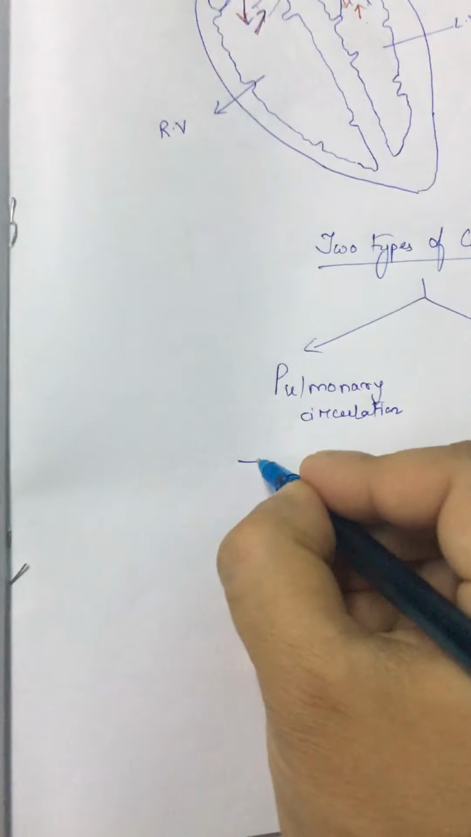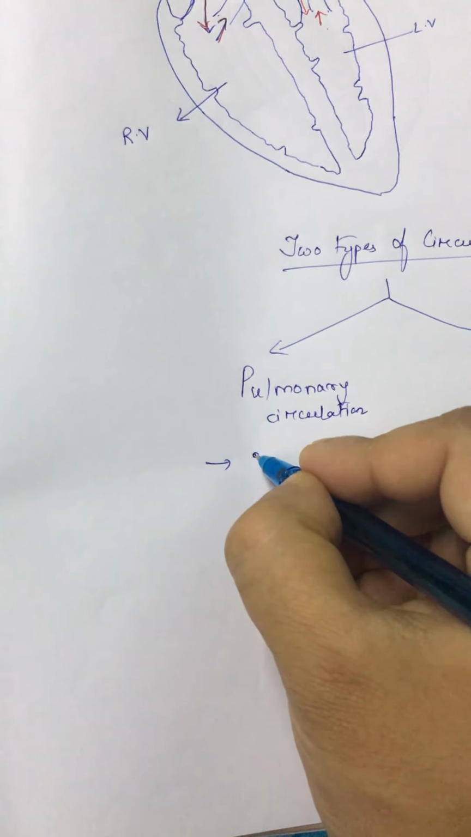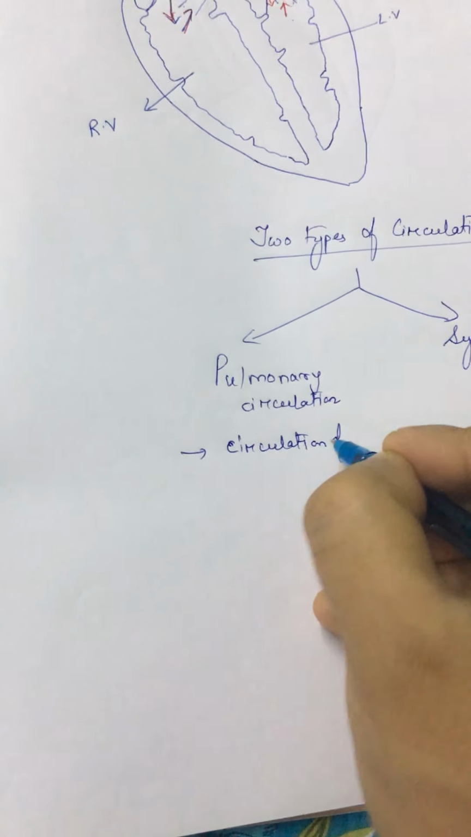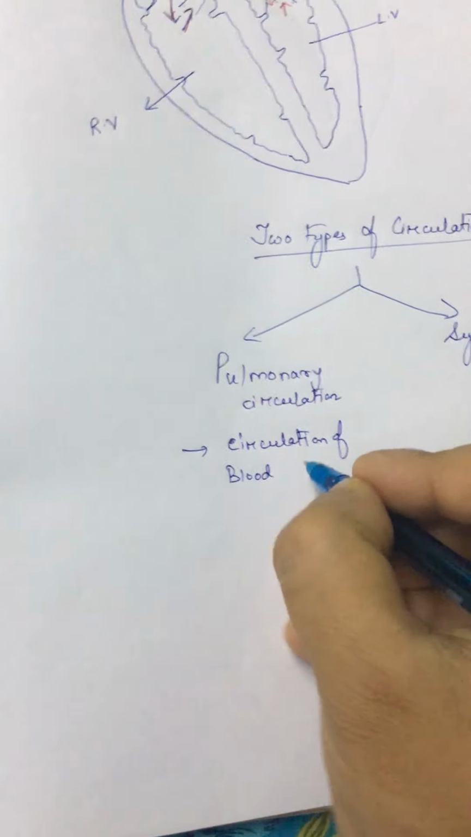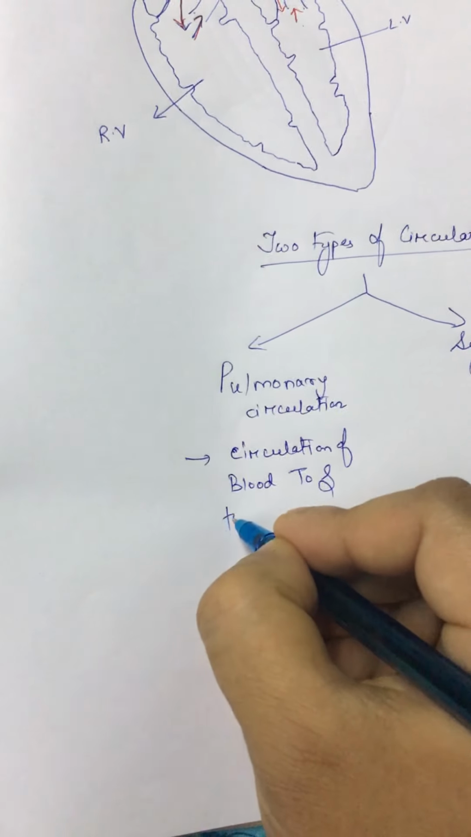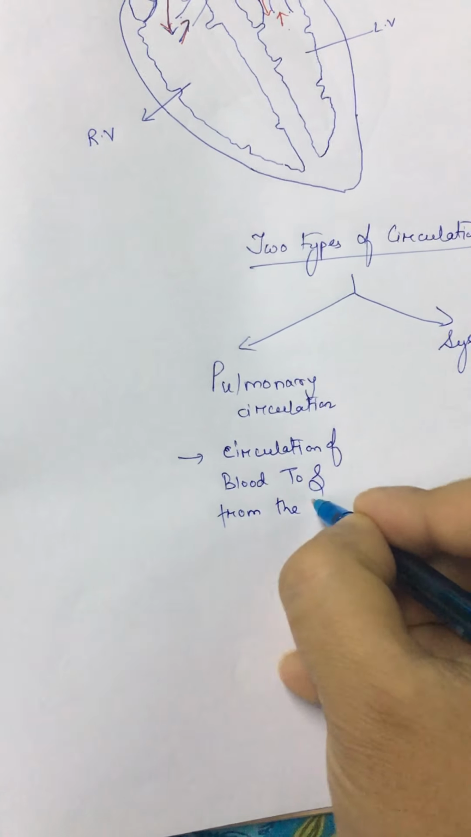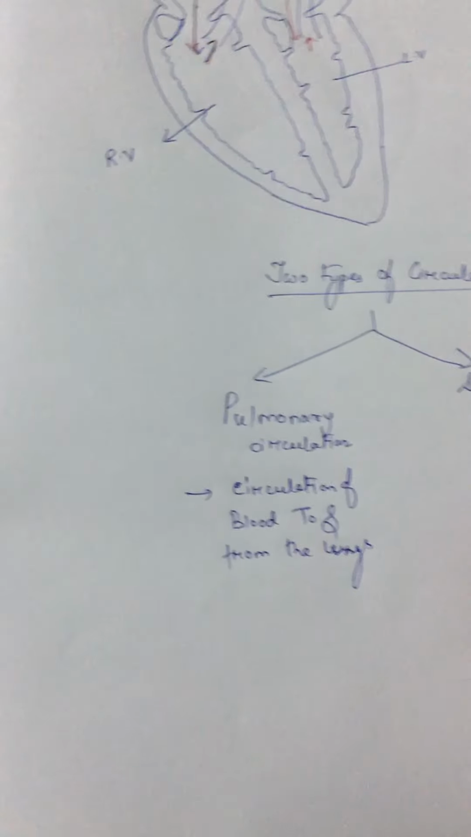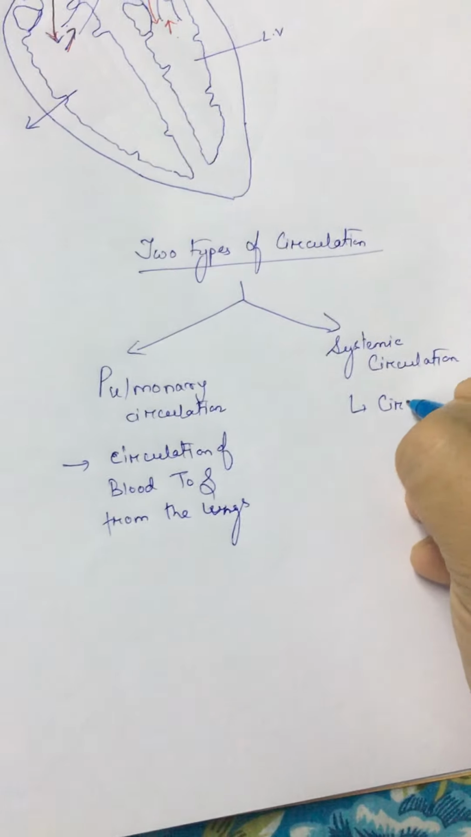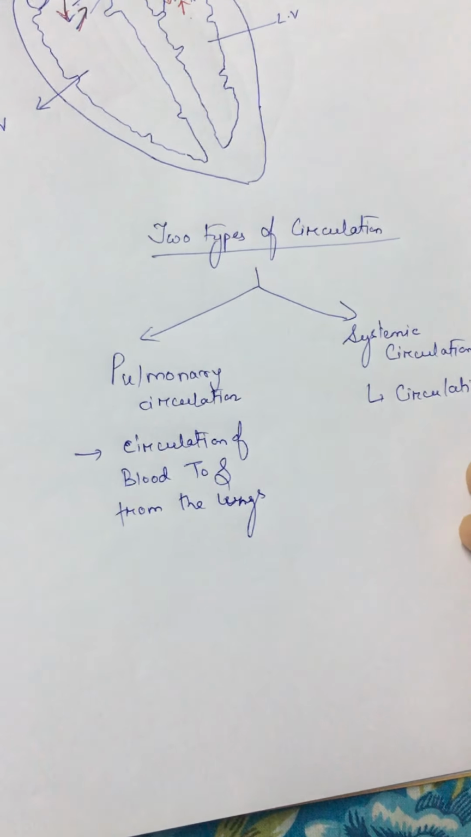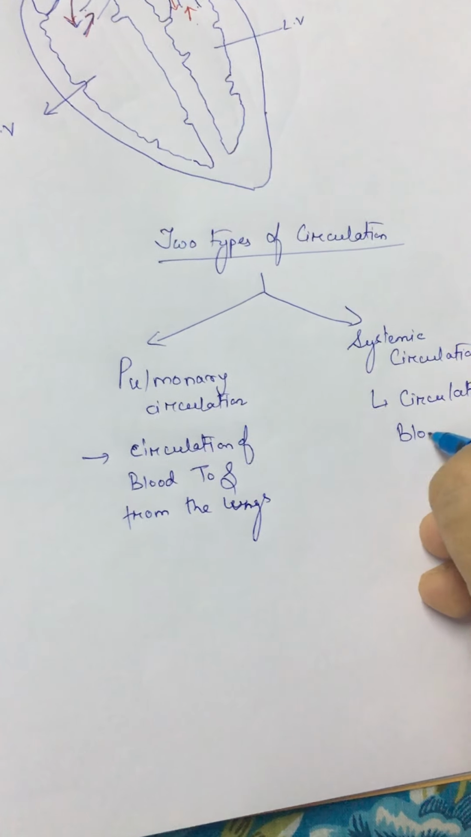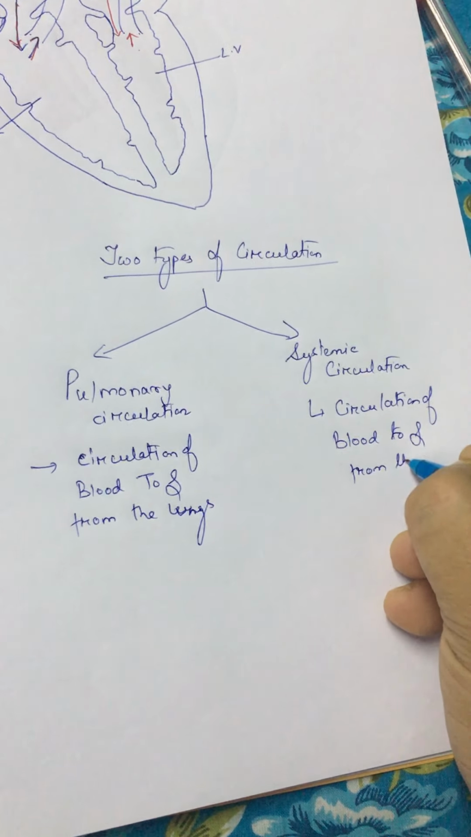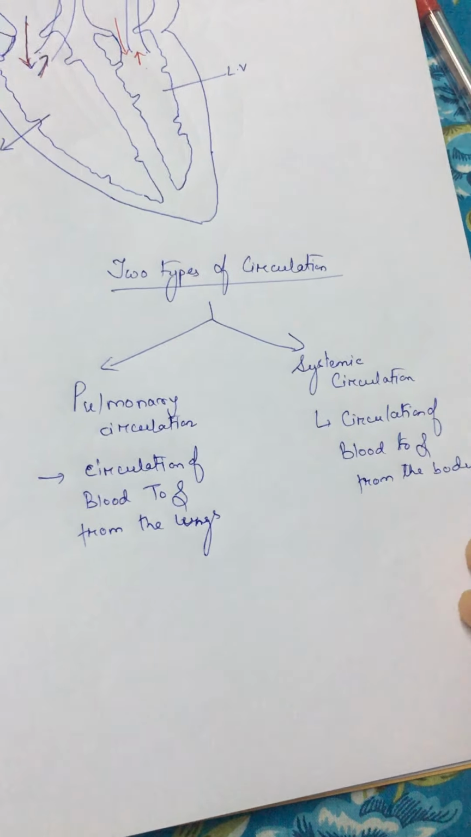Pulmonary circulation is circulation of blood to and from the lungs. And systemic circulation means circulation of blood to and from the body parts.